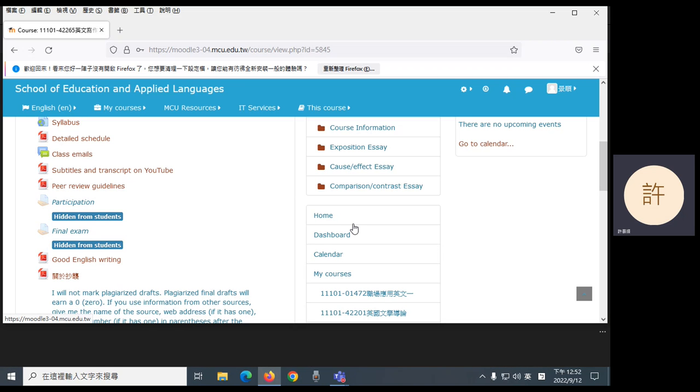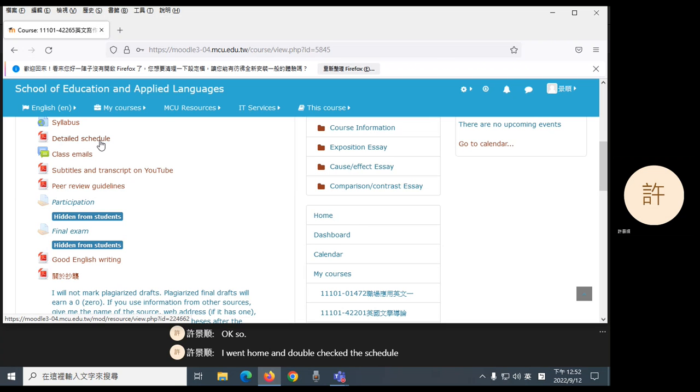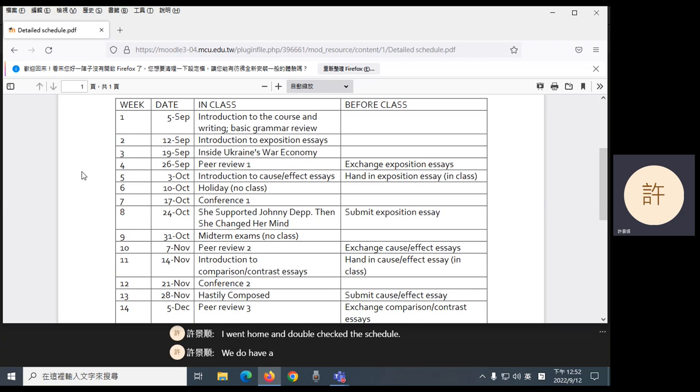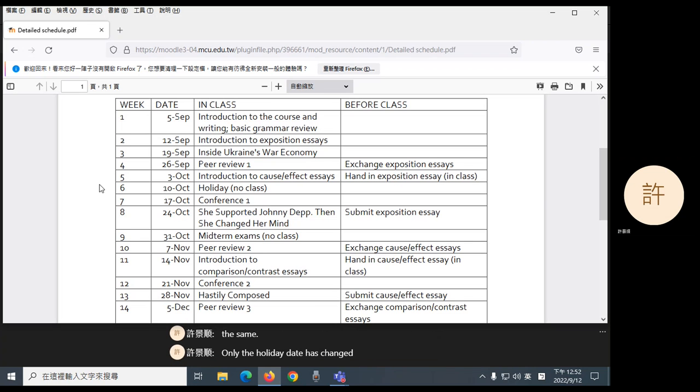Okay, so I went home and double-checked the schedule. We do have a holiday. It was just on the wrong week. The holiday is on week 6, October 10, our national day. So the weekly schedule is the same. All of the units are the same. Only the holiday date has changed.